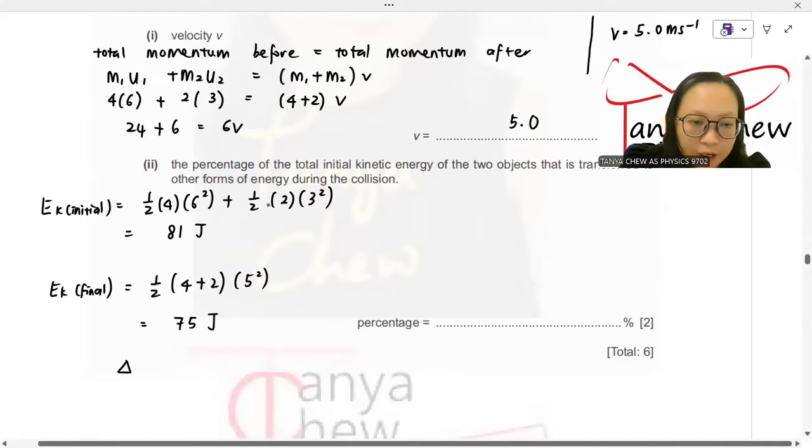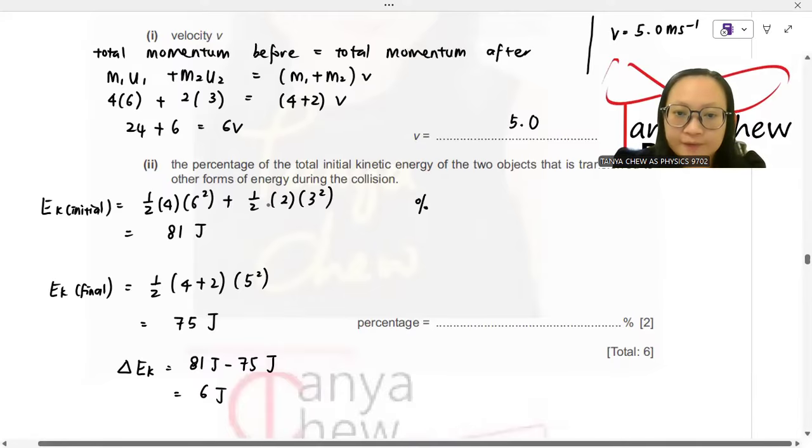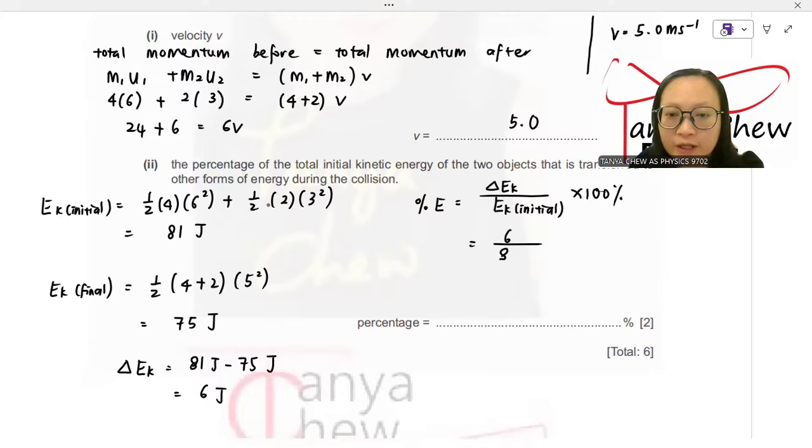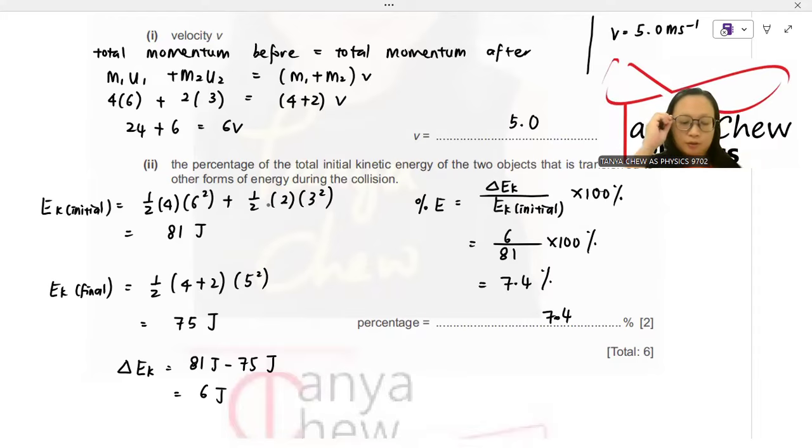So I calculate the change in kinetic energy, or the loss in kinetic energy: 81 joules minus 75 joules, and I got 6 joules. Therefore, the percentage of the total kinetic energy that is transformed into other forms of energy is equal to change in kinetic energy divided by total initial kinetic energy times 100%. So this is 6 over 81 times 100%. You should get 7.4%. 7.4% is the answer.